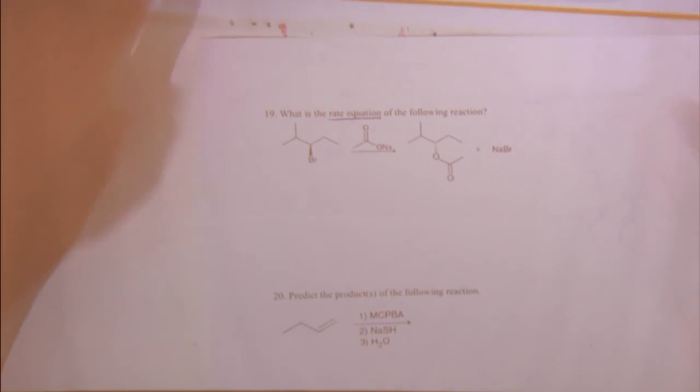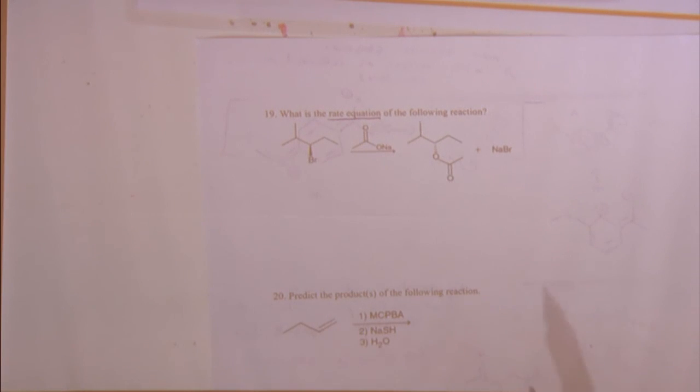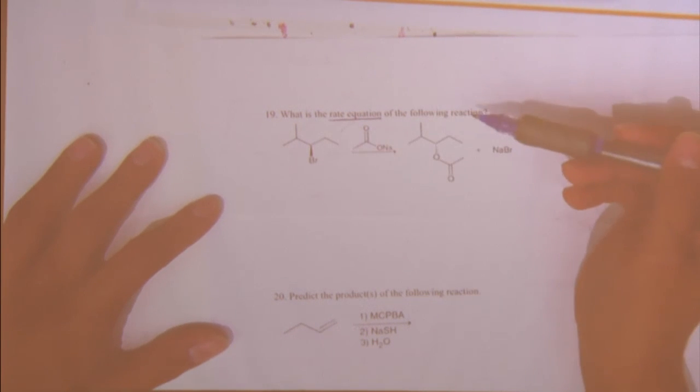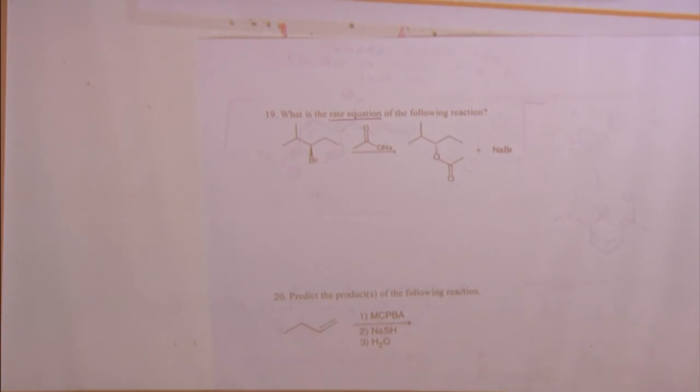Back here, this is asking what is the rate equation of the following reaction. With this problem, more than anything, you have to know what type of reaction is going on, and then be familiar with your unimolecular and bimolecular and how those compare to substitution and elimination reactions. One of the giveaways here is we know this is going to be a substitution because our leaving group is just being replaced by the nucleophile. So that tells us it's going to be a substitution reaction.